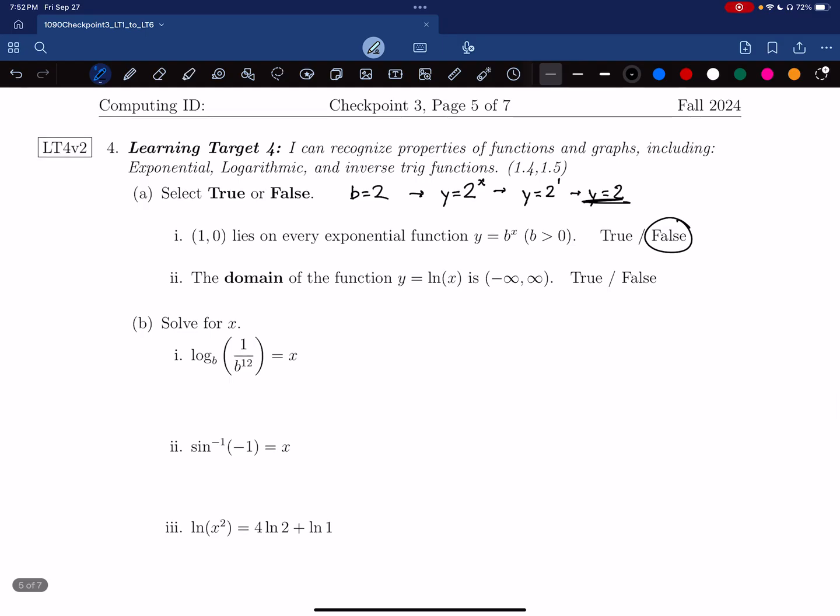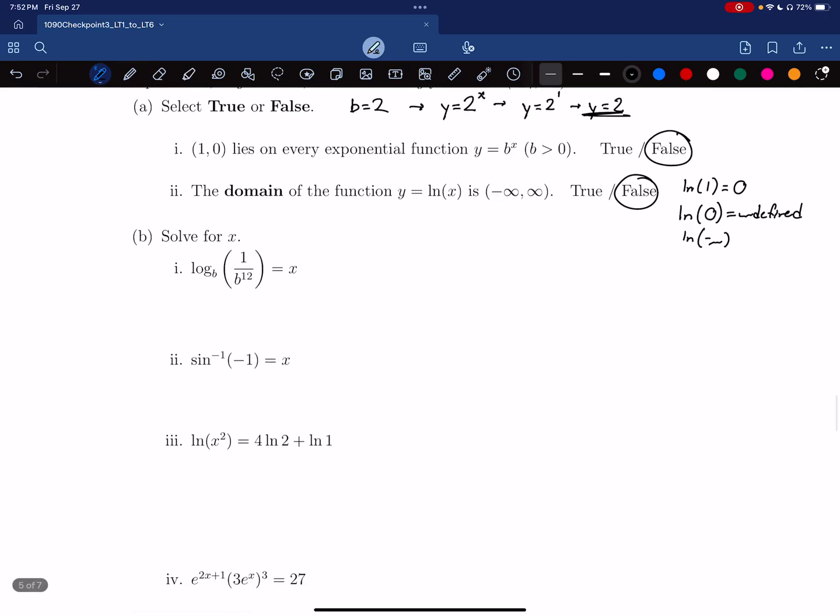Part 2 tells us that the domain of the function y equal to the natural logarithm of x is from negative infinity to infinity. And this one is just knowing the definition of a natural logarithm. We know that the natural logarithm of 1 is equal to 0, and that the natural logarithm of 0 is undefined. And something we talked about in class is that you can't have the natural logarithm of a negative number. So this answer is also false.